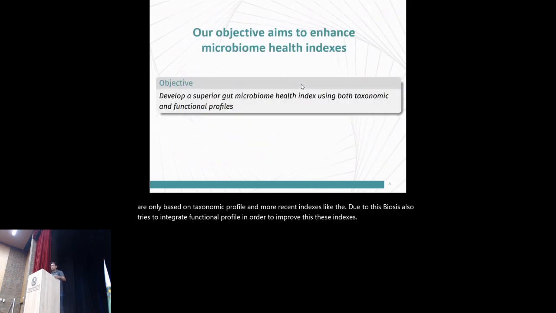So the objective of this work is to enhance the health indexes using not only the taxonomic profile, but also the functional profile.